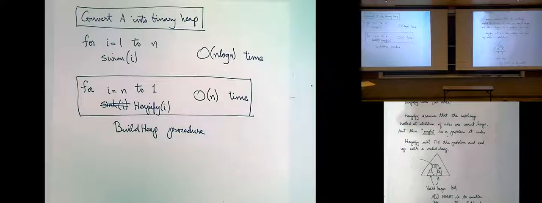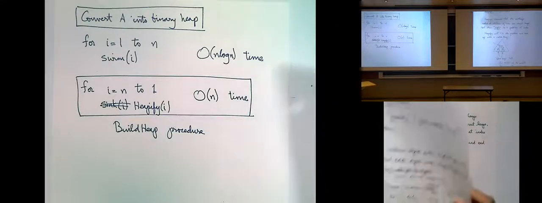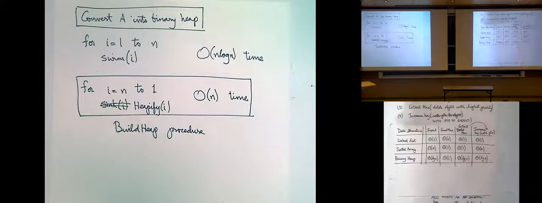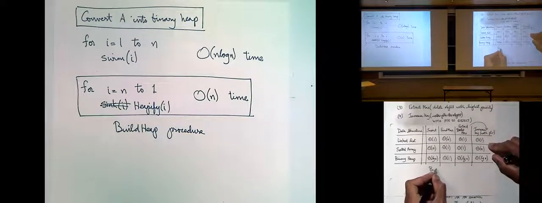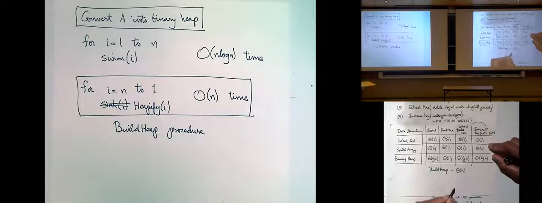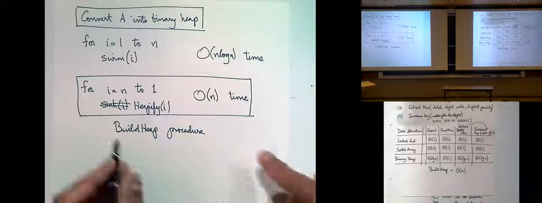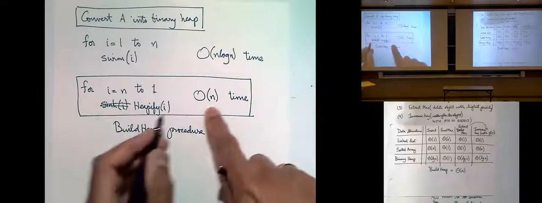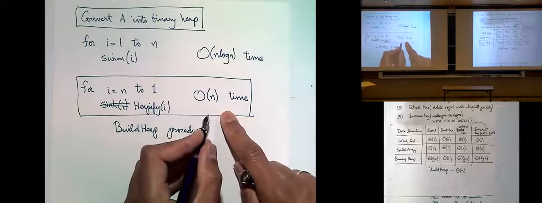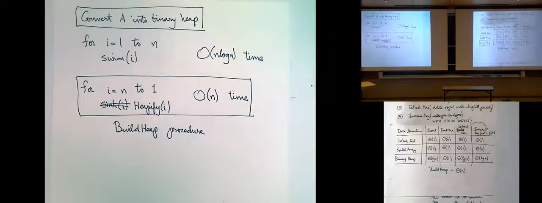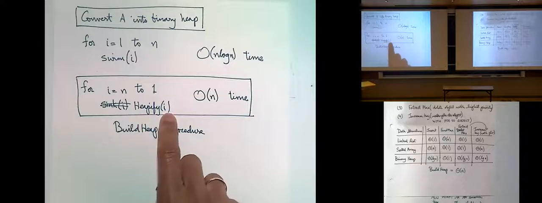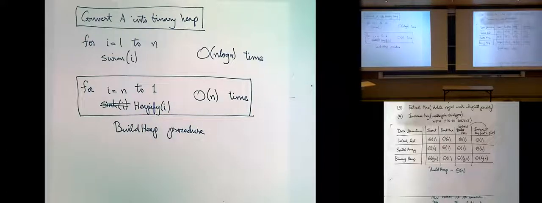Just to end this picture here, I'm going to write this here. Build heap is actually linear. You can do it in n log n, but if you do it in this way, you can do it in O of n time. I didn't prove to you why this is linear, and the math is a little more complicated. But you have to observe that most of the heapifies are really quick, and it's only the ones towards the root that take a long time. You have to work the math out.